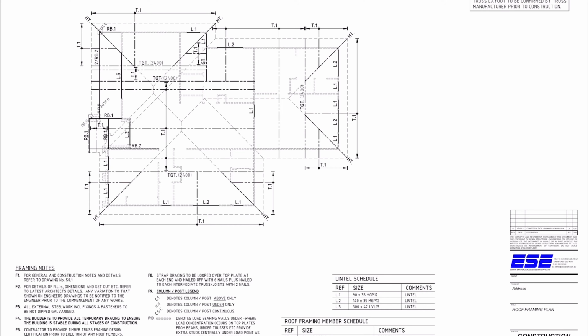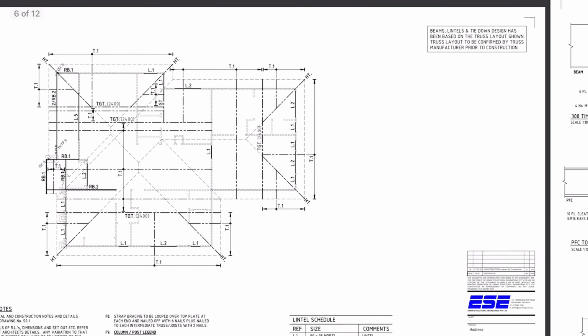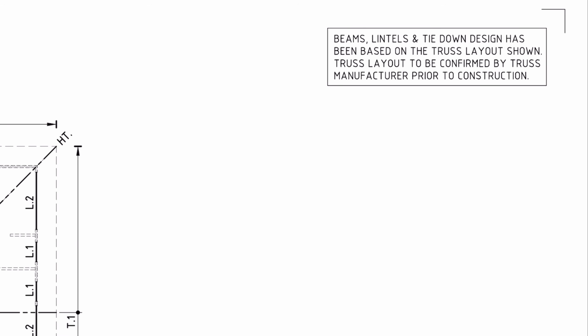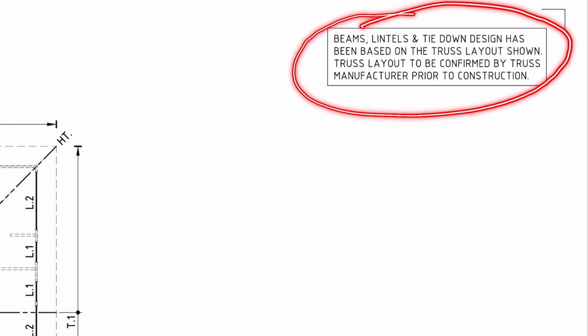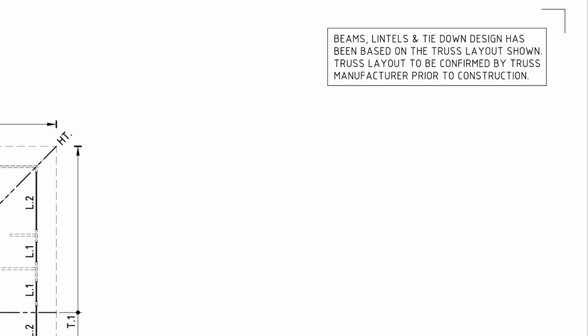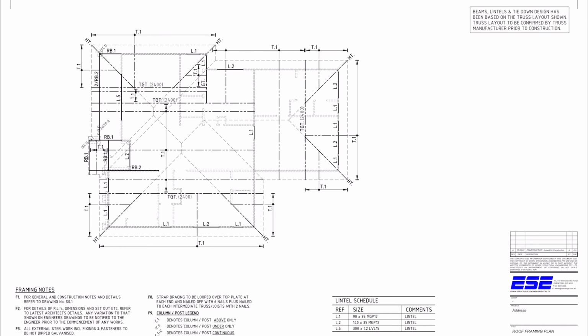And there's a note on the top of the page saying beams, lintels, and tie downs design has been based on the truss layout shown. Truss layout to be confirmed by truss manufacturer prior to construction. And that's because if the truss layout changes, the load path may also change, and the structural elements may have to be reviewed and redesigned.